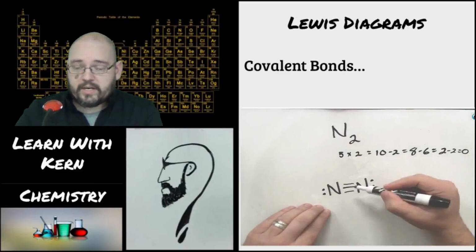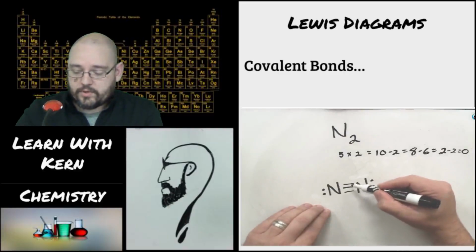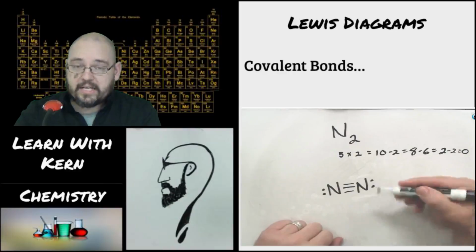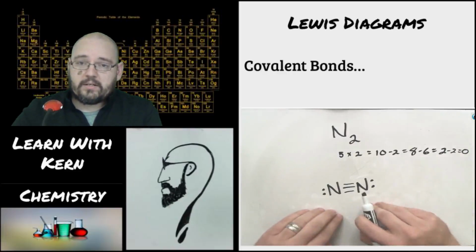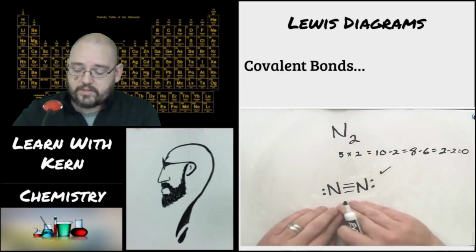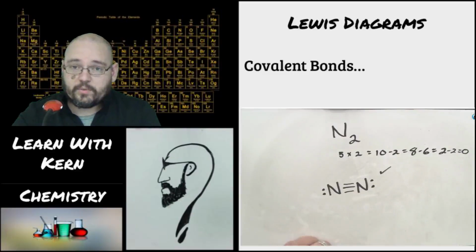All right, so now I have 3, so 2, 4, 6, 8, and 2, 4, 6, 8. Each of my nitrogens are now stable. They each have 8, so the octet rule is satisfied. So that is the Lewis diagram.